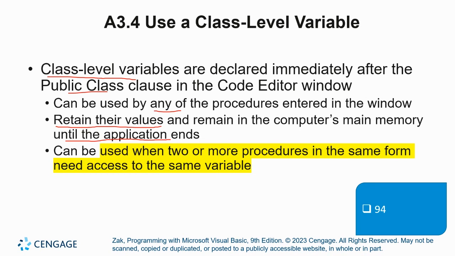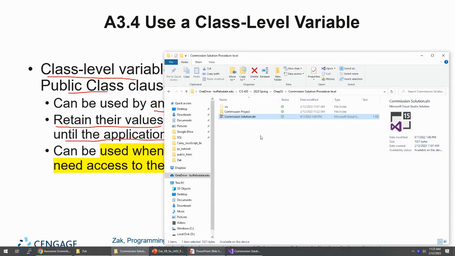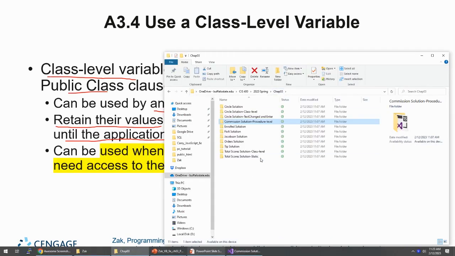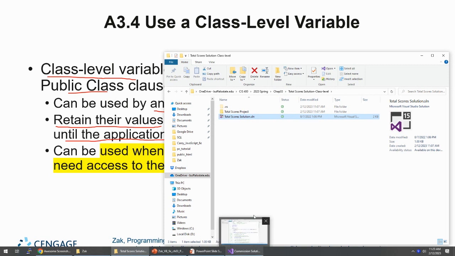And in this case, we're going to open up total scores. So look, let me show you something. If you're in Windows Explorer and we go total scores class level, if I double click on this, don't do it, but if I did, what happens is another instance of Visual Studio loads. Eventually, you're going to have like 8 instances of Visual Studio loaded, and your computer's not going to like you very much.